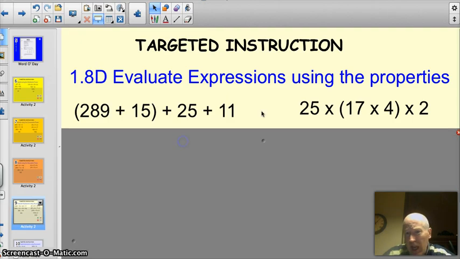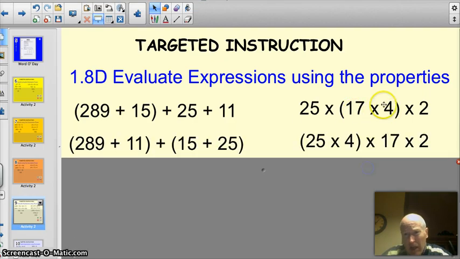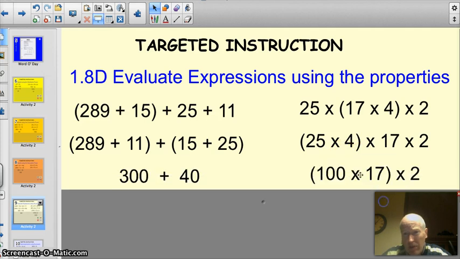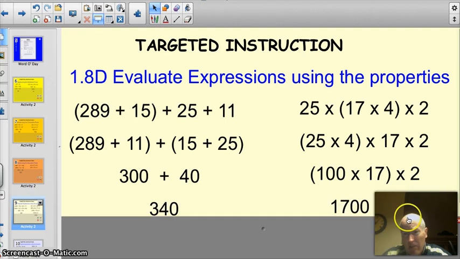On this other side, I have all multiplication. I don't know what 17 times 4 is, and I don't know what 25 times 17 is. However, I moved the 4 over here because 25 and 4, as I said earlier in the video, are compatible. I know that that's 100. And so I did that first, and I got 100. And then I took that times 17 because I knew that would be 1700. And then I multiplied that by 2.